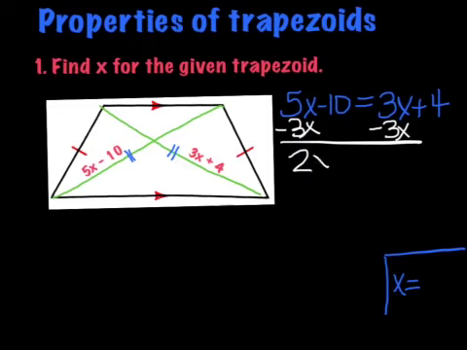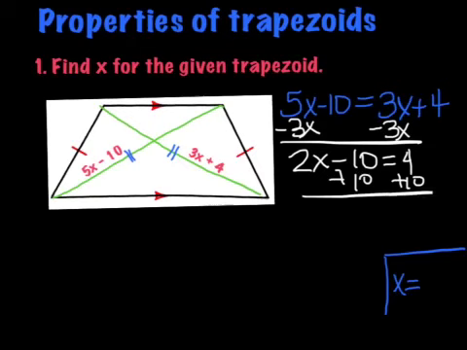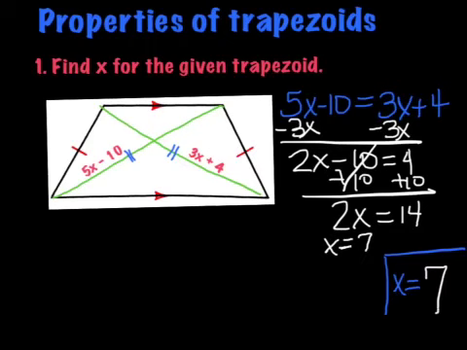That gives us 2x minus 10 equals 4. Add 10 to both sides. So 2x equals 14. Divide by 2, and we end up with x equals 7. We could always plug it back in and get this value. It would be 3 times 7 is 21, 21 plus 4 is 25. So this piece is 25.